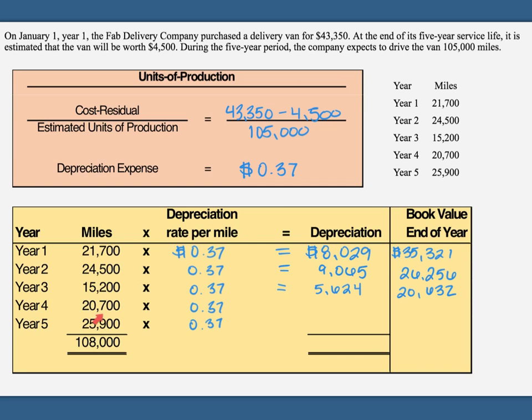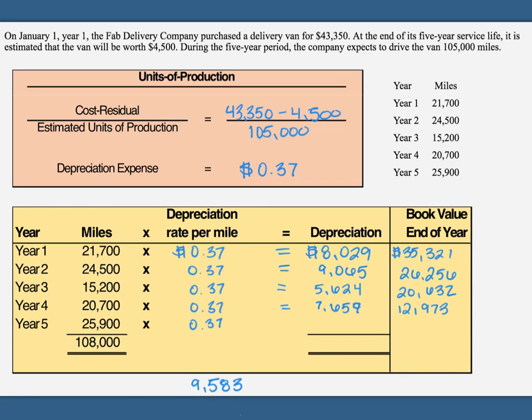Year 4, 20,700 miles times 37 cents gives you 7,659. And subtracting that from the year 3 end book value gives you 12,973. Here in year 5, we need to be careful. There's 25,900 miles. We multiply that by the 37 cents, and that gives us a depreciation of 9,583. But we can't use that because if we subtracted that from our book value at the end of year 4, that would give us an amount lower than the residual value that needs to be left, 4,500.